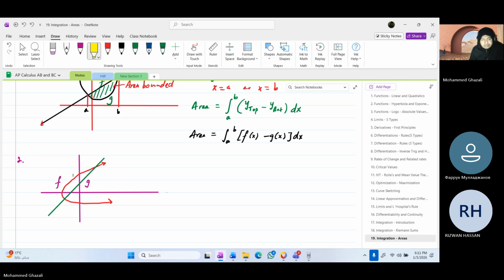So this side function, the f function, is the right function, and this side function is the left function. Where you are integrating, first you still have to find the points of intersection, but you're going to integrate over dy, not dx. So this is c to d.